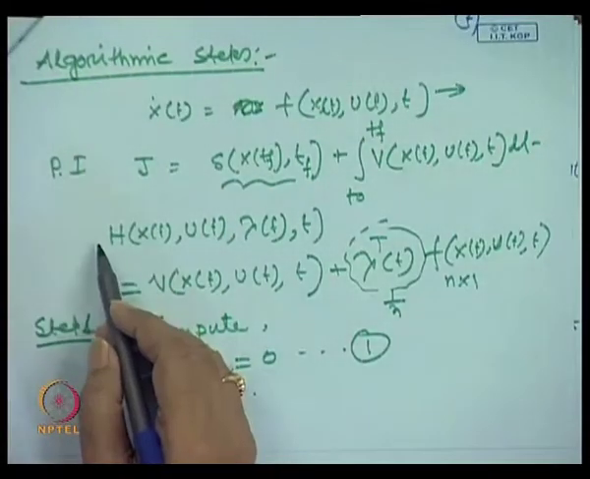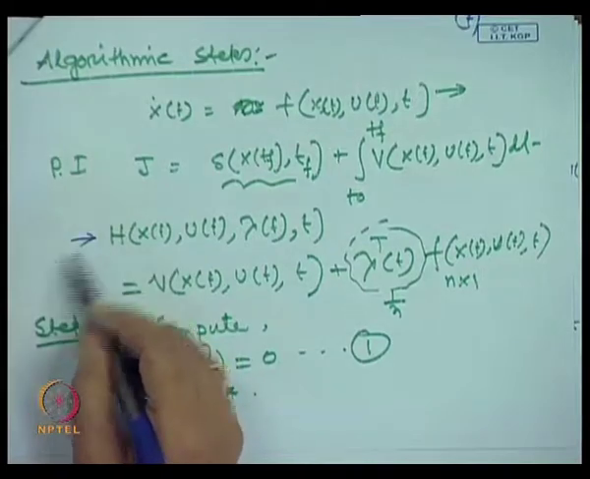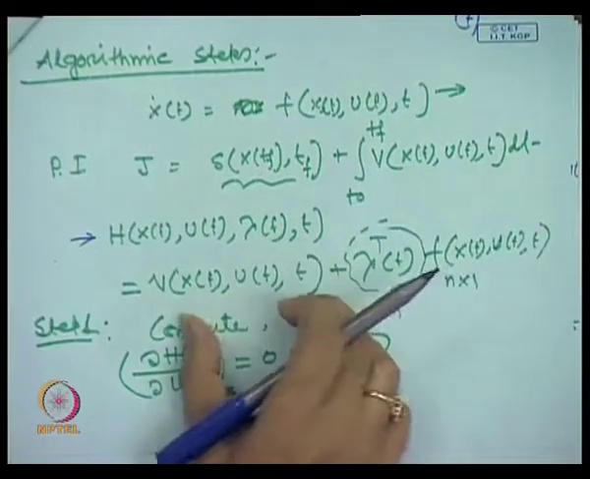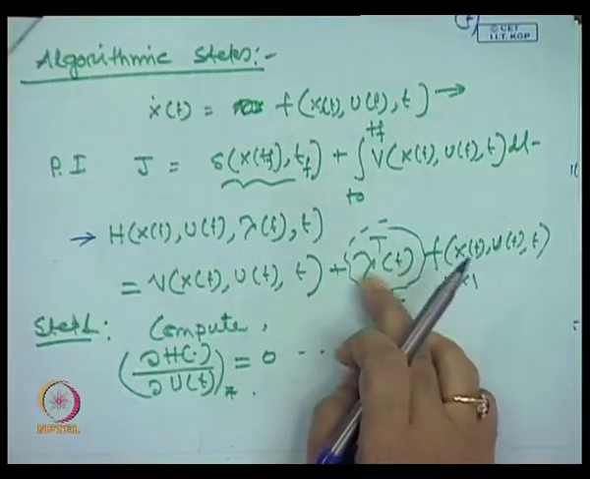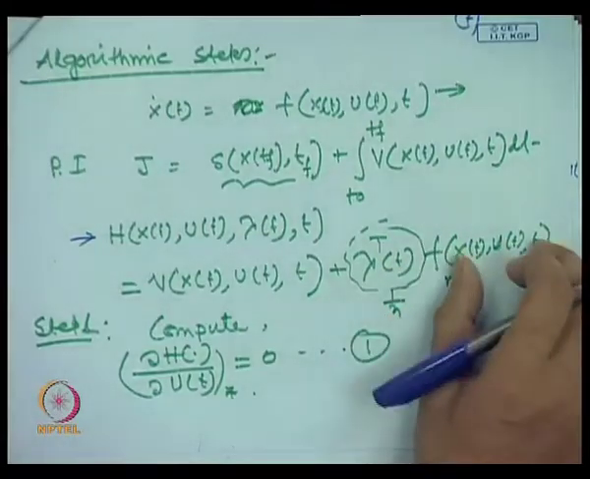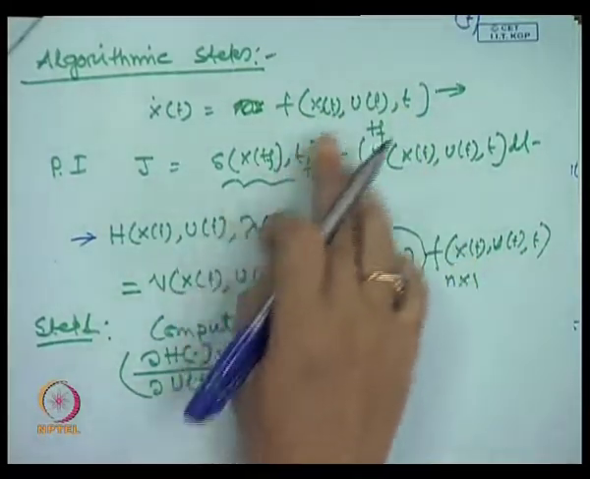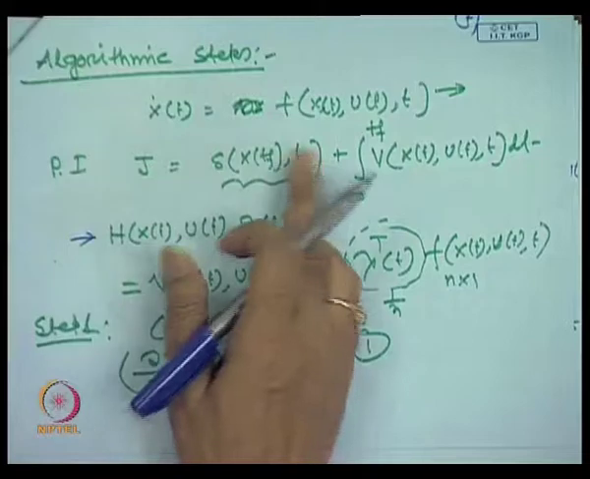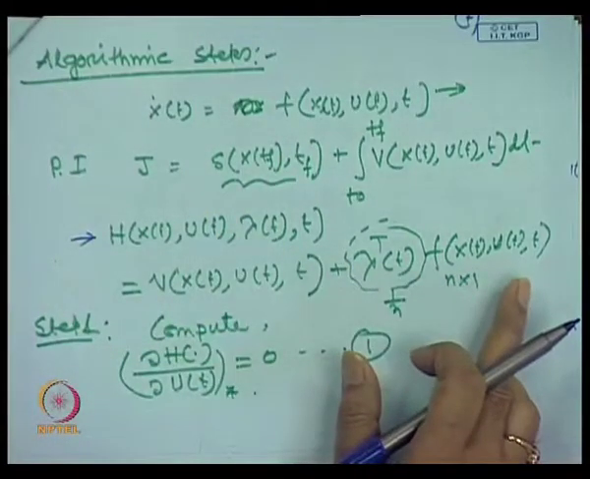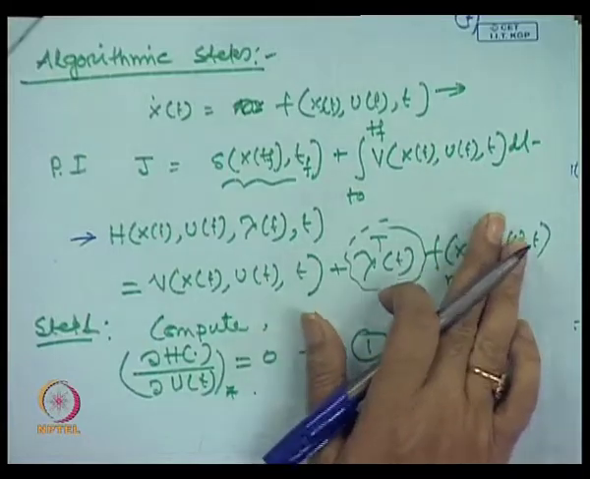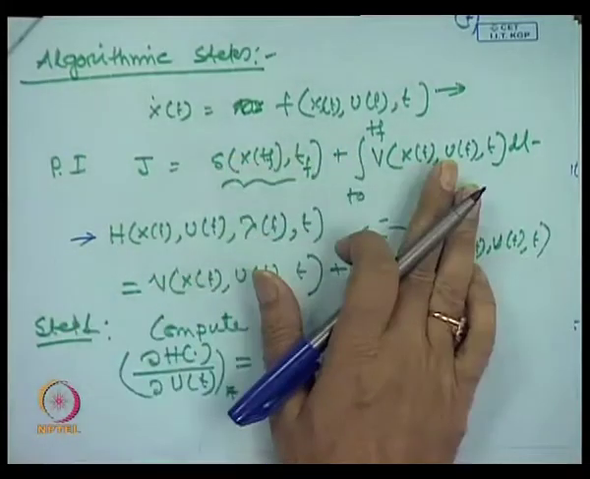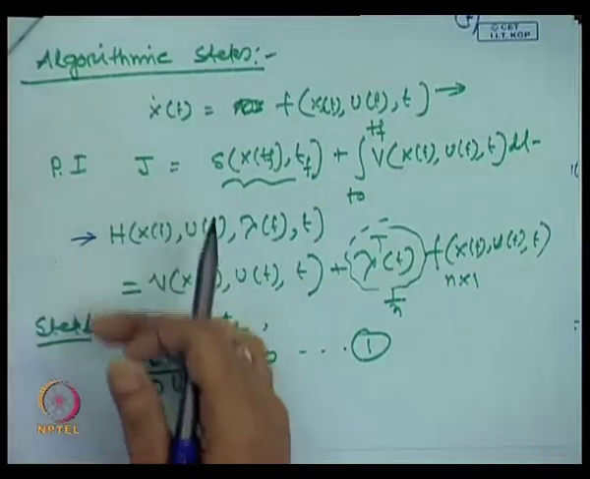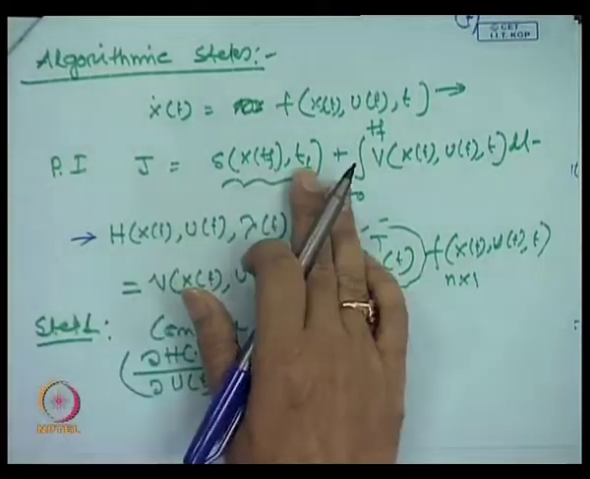First we formed a Hamiltonian, with the knowledge of the integrand of the integral cost function, plus lambda transpose of t times f of x, u, t. Behind this idea, the constrained optimization problem is converted into an unconstrained optimization problem using what is called a Lagrange multiplier, and the Lagrange function is expressed as the Hamiltonian function, and ultimately we got some necessary conditions and boundary conditions to solve this problem.